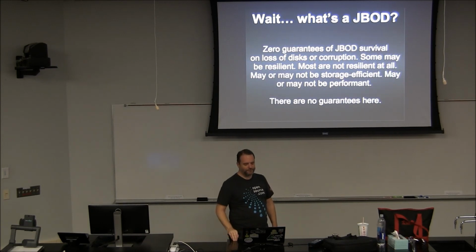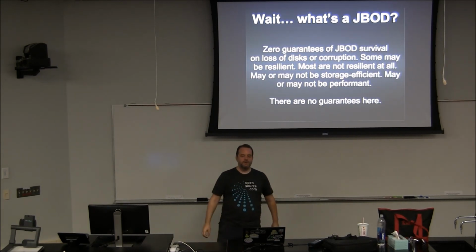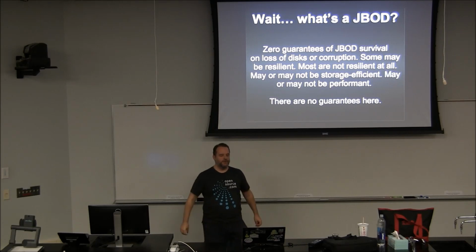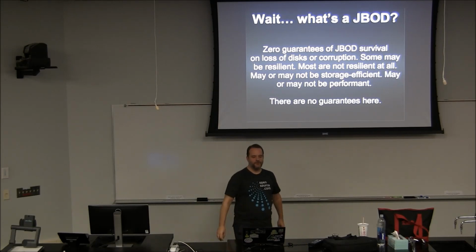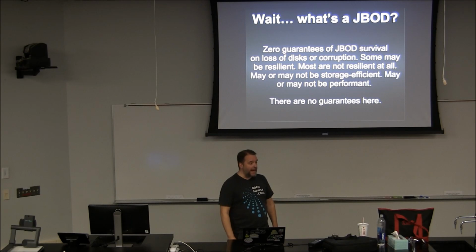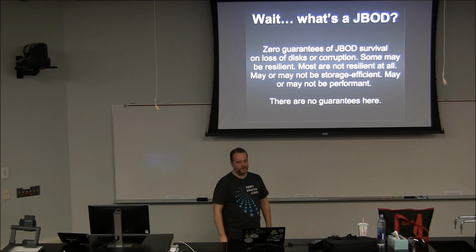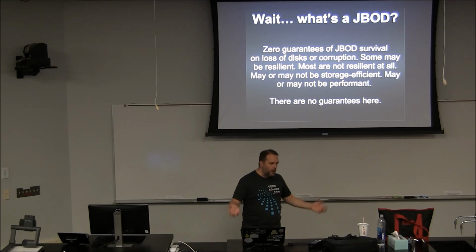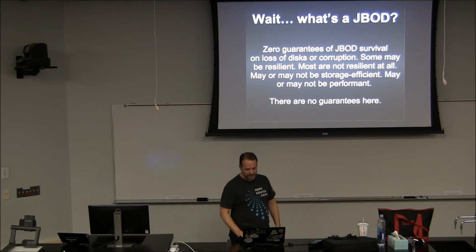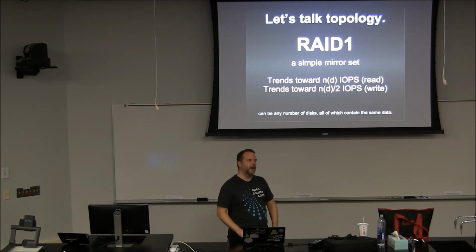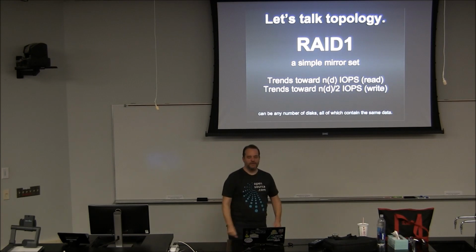All right, so there are no guarantees of survival of JBOD on loss of disks or corruption on the disk. Some JBODs may actually be resilient. They may be very resilient. They may have lots of redundancy built in. Most aren't. Most don't have any resiliency at all. They may or may not be storage efficient. They may or may not be performant. You don't know because it's JBOD. If somebody tells you this is a JBOD, you have to ask them questions because there are no guarantees implicit in that word. All right, let's move on from RAID 0 and JBODs and go to RAID 1.